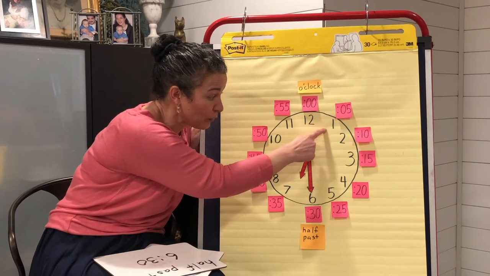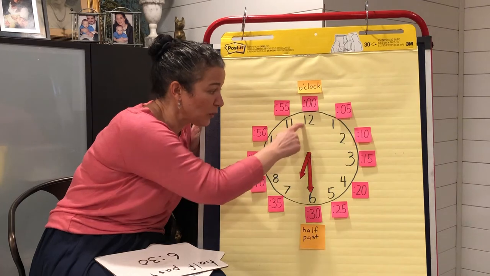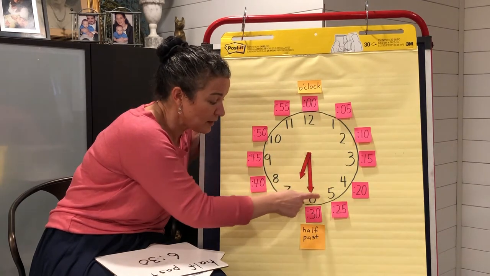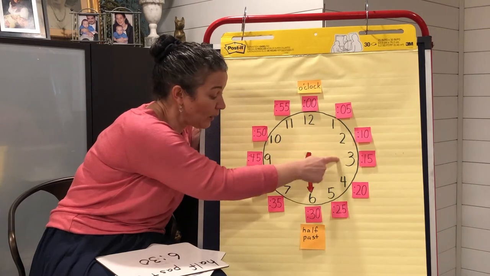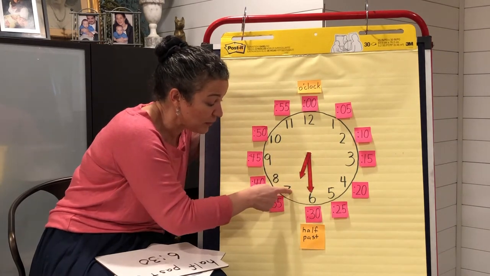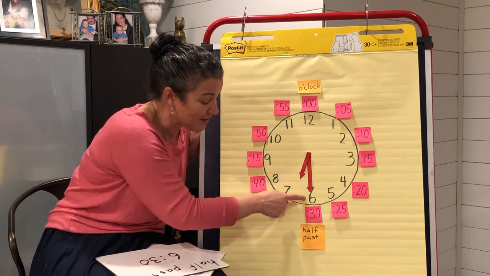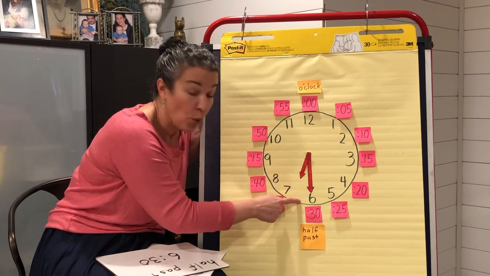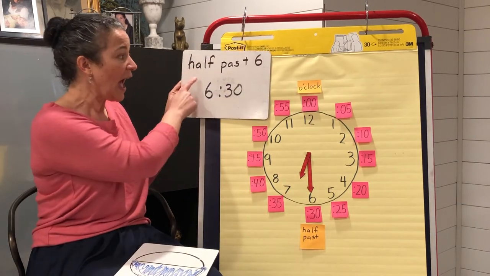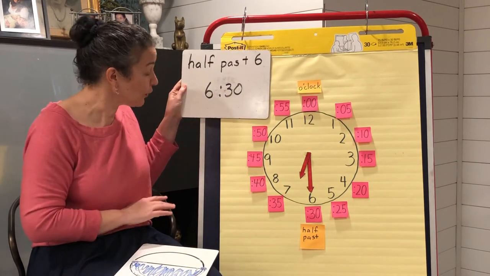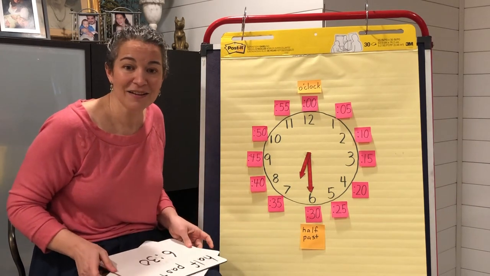Remember, the clock goes this way. This is called clockwise. So if it's half past, when we're going clockwise, we say the number we go past first. So if we're going clockwise, we pass the 6 before we get to the 7. So that means right here, we're going to say 6:30, or half past 6. Here it is, my friends, in words and numbers, half past 6 or 6:30. We're gonna try a few on the analog clock and then we'll come back.